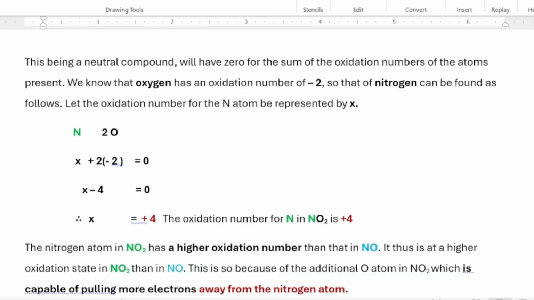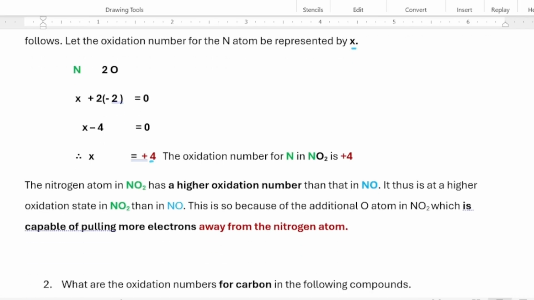Again, we know it is a neutral compound. As such, the oxidation numbers for all the species present must be equal to 0. We know that oxygen is negative 2, so allow X to represent that for nitrogen. However, in this case, we are having 1 nitrogen and 2 oxygens. So X minus 4 is equal to 0. Therefore, X must be equal to positive 4. The oxidation number of nitrogen in NO2 is thus positive 4.